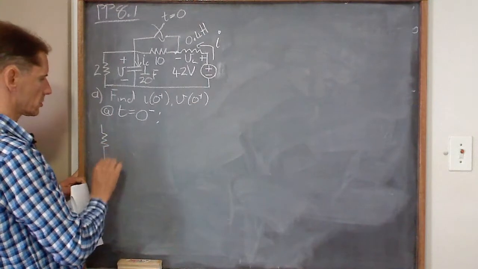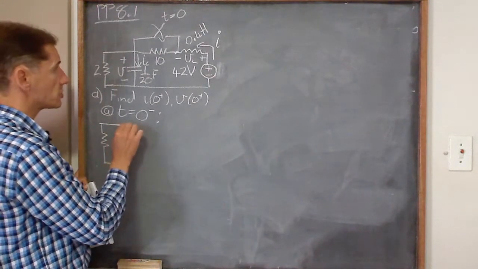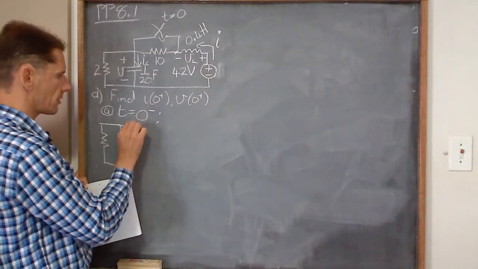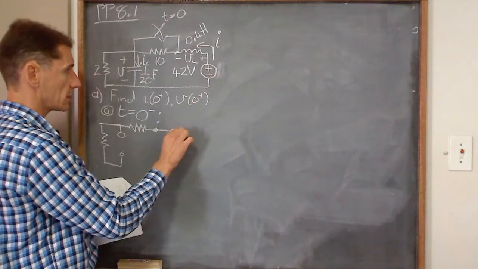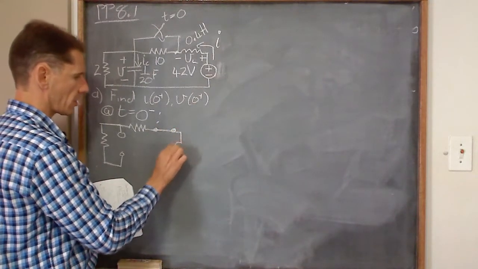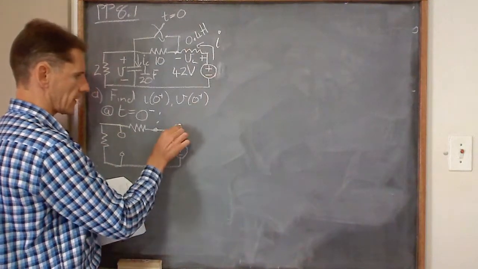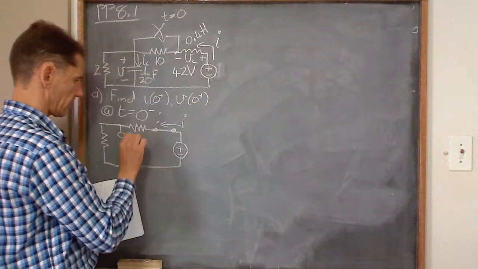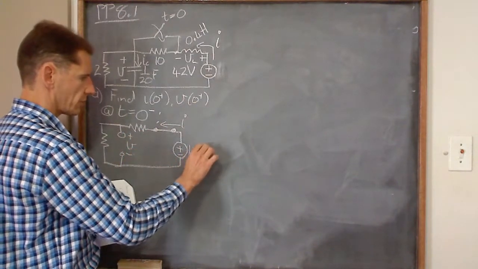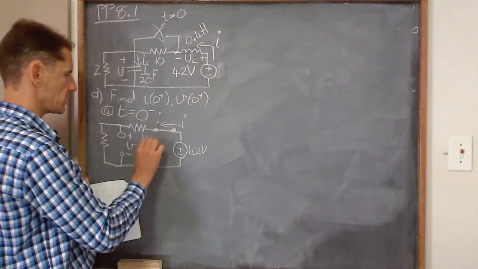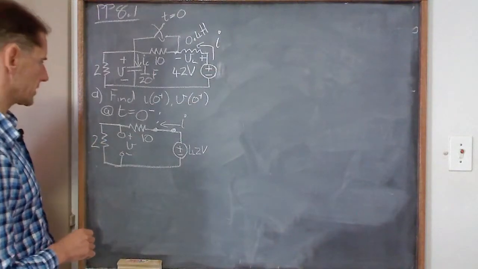And then the capacitor is open. The switch is open, so the resistor is there. The inductor is a short circuit, and then you've got the voltage source, plus, minus, and the inductor current is flowing over there. We've got plus, minus V over there, and 42 volts, and we've got 10 ohms, and we've got another 2 ohms over this side. Okay, what is the easiest one?